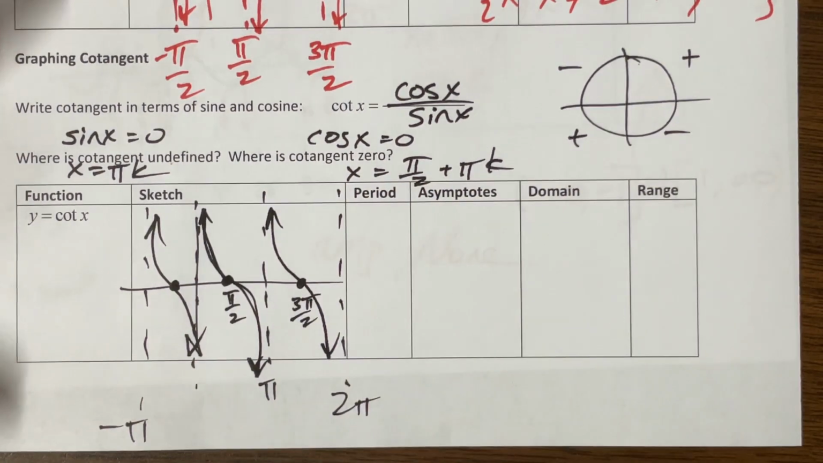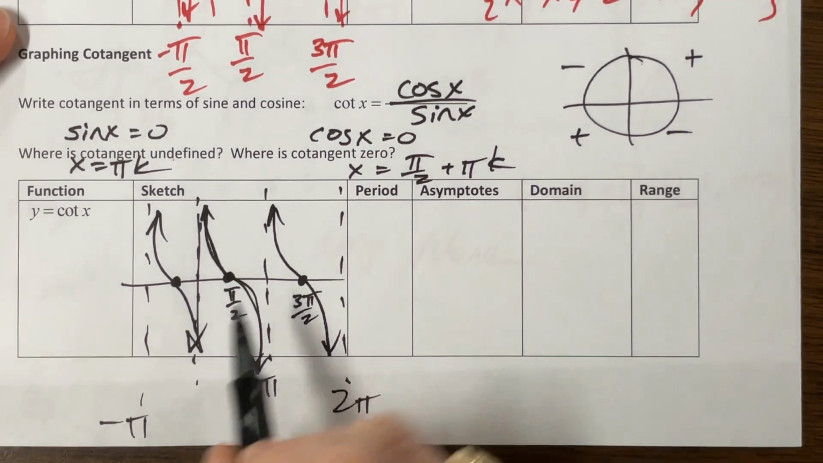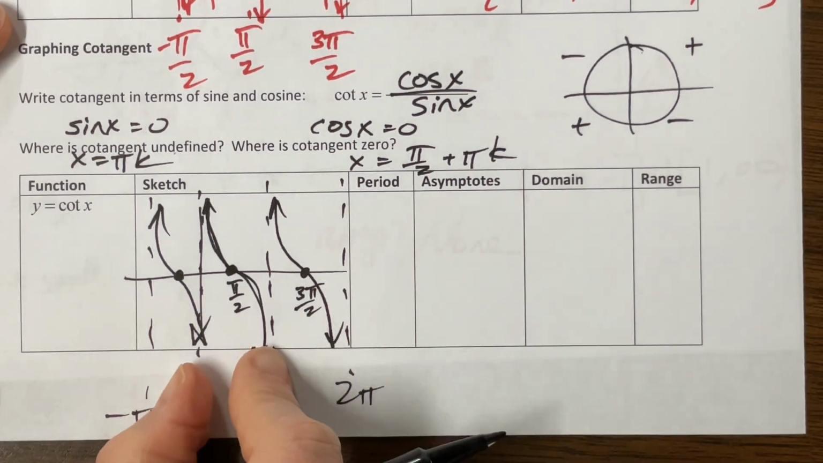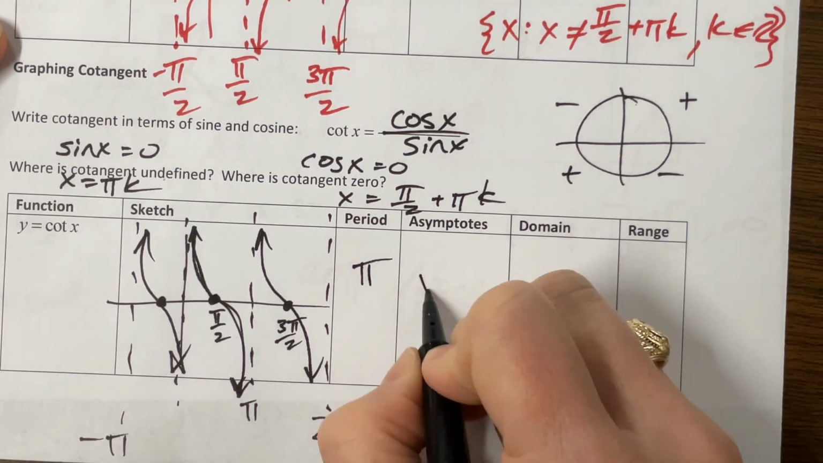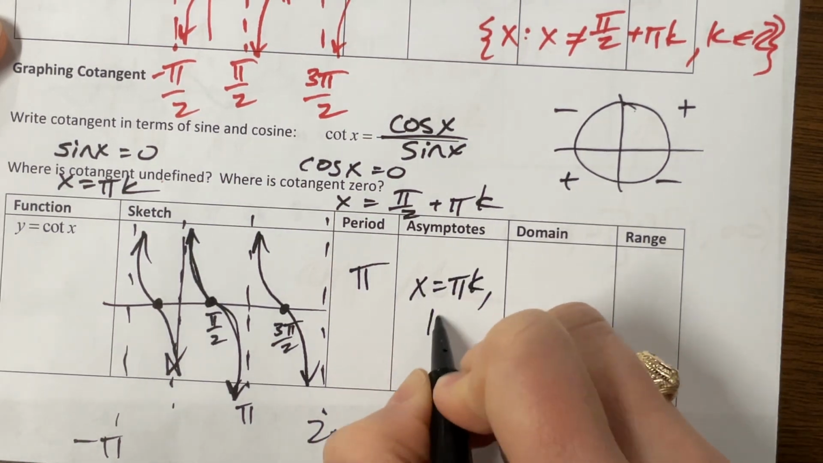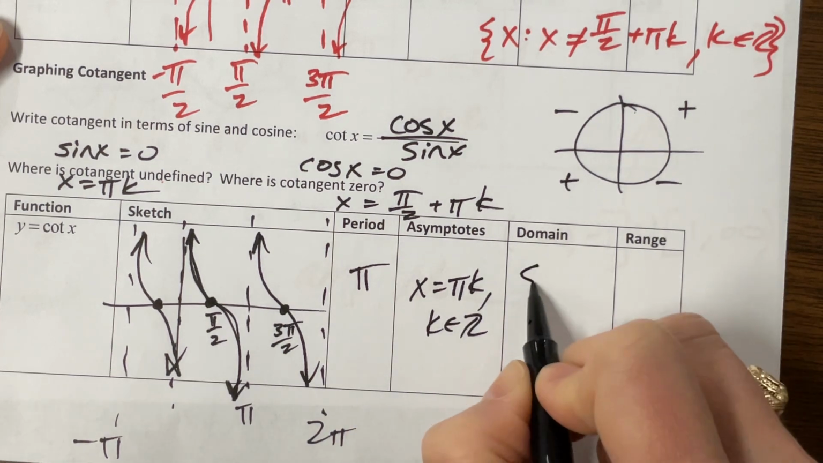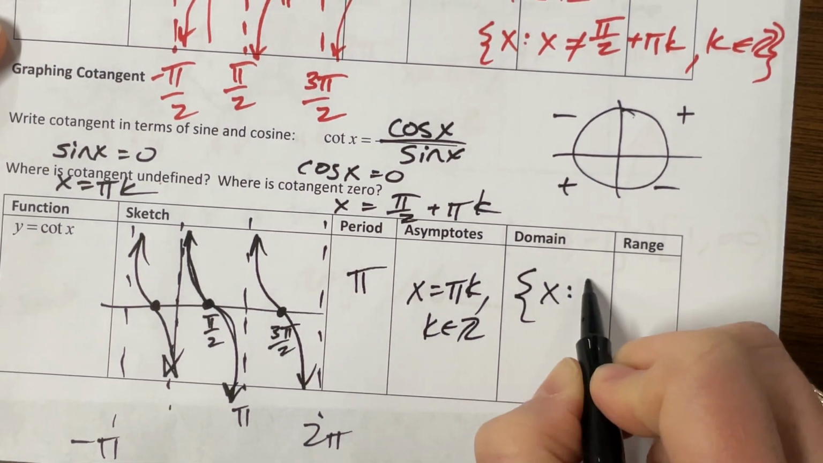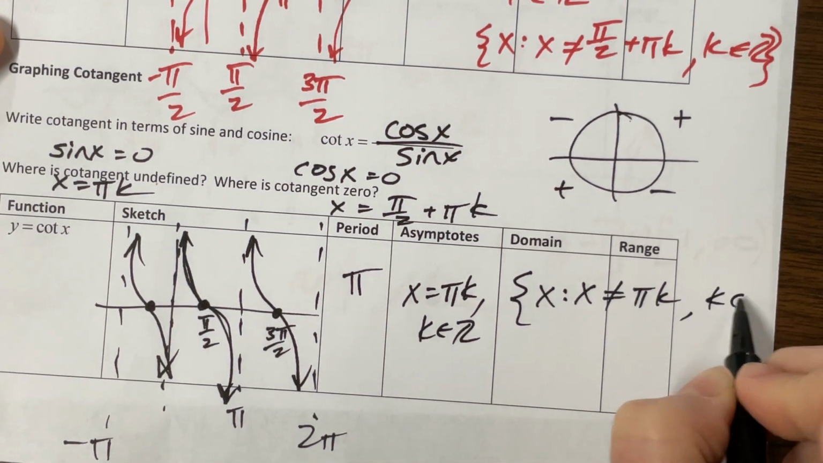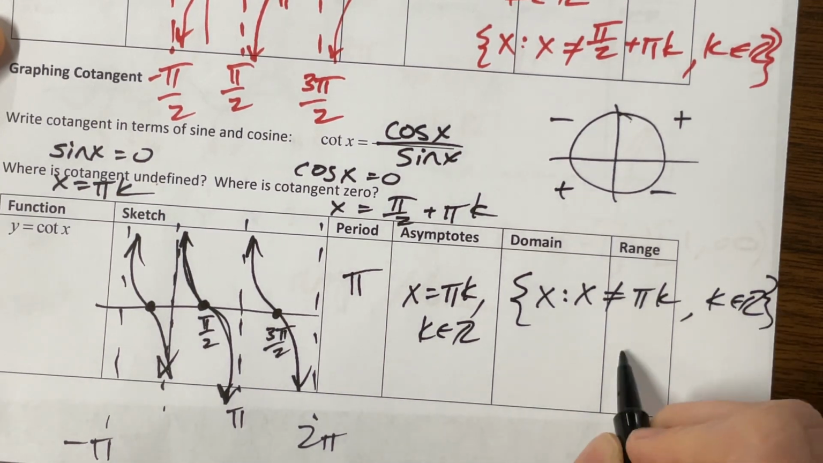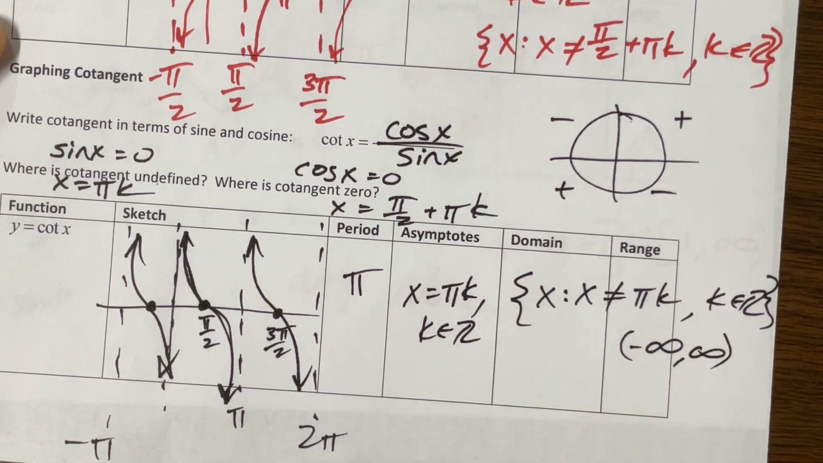I shouldn't have crossed that asymptote, but whatever. Okay, this one, once again, lives between these two asymptotes. Its period is pi. The asymptotes were at x equals pi k, k is an element of the integers. Therefore, the domain is everything except the asymptotes, x such that x is not equal to pi k. And just like tangent, the range is negative infinity to positive infinity.